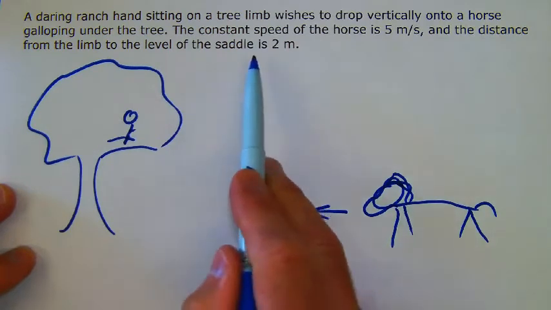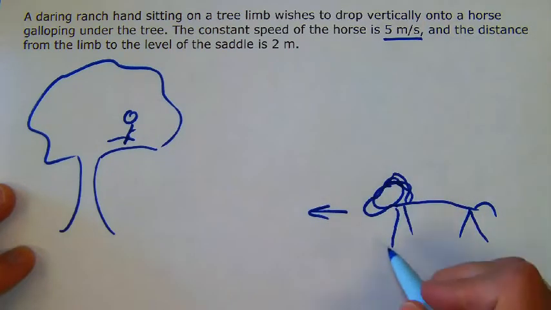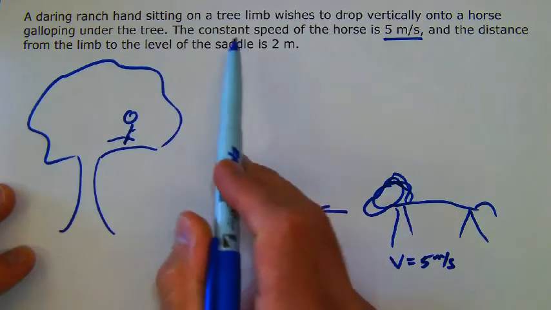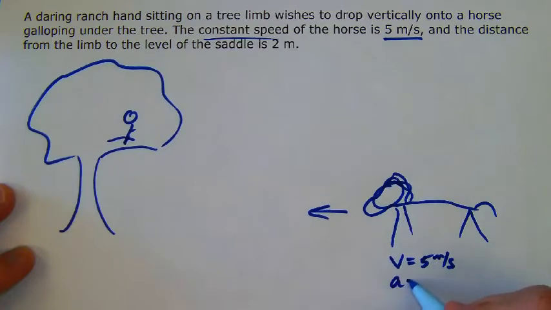The constant speed of the horse is 5 meters per second. So I know the velocity of this horse is 5 meters per second. Because it's a constant speed, I can also say that the acceleration is 0. And we want to know then, what are we looking for? Probably looking for several different things.